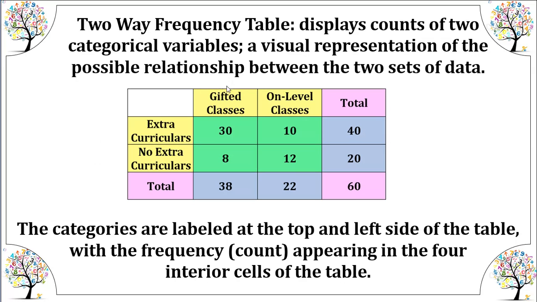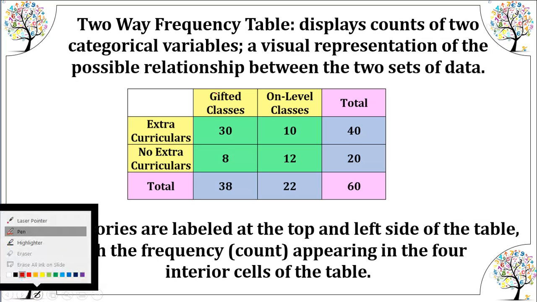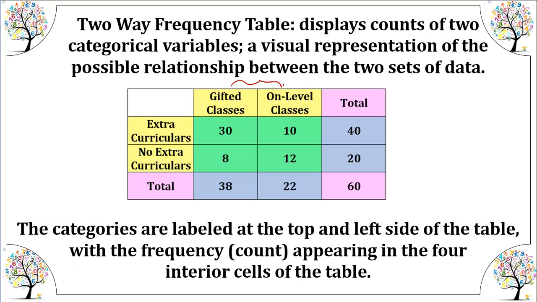So here we're looking at the categories of gifted classes. We have people that take gifted classes and those that take on level, and we're comparing to see if there's an association with taking extracurriculars or not. So you can see that we have our categories labeled going across the top. We have our columns, and then we have another set of categories going across. These are the other categories, and these are the rows.